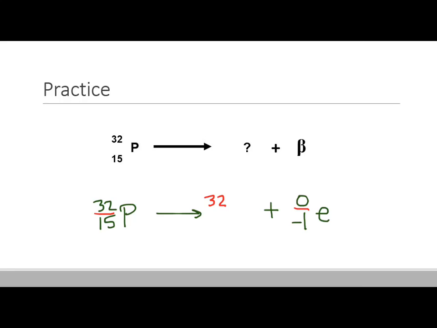All right, the bottom number here is 15. Here I have a negative 1. So something plus negative 1 equals 15. Well, it's got to be a 16, because 16 plus a negative 1 is 15. Now all I have to do is look at my periodic table, and I notice that element number 16, atomic number 16, is sulfur. And so therefore, the phosphorus is radioactively decaying and turning into sulfur via beta particle emission.